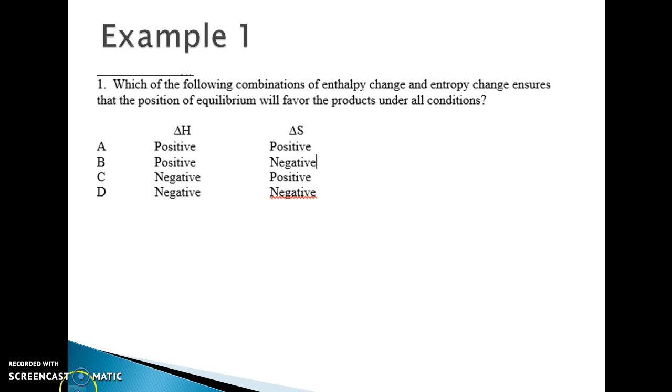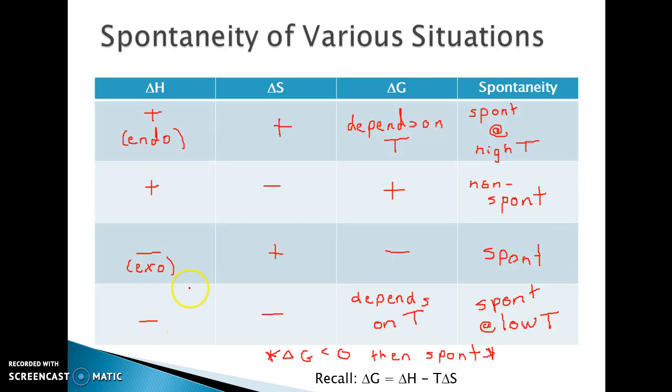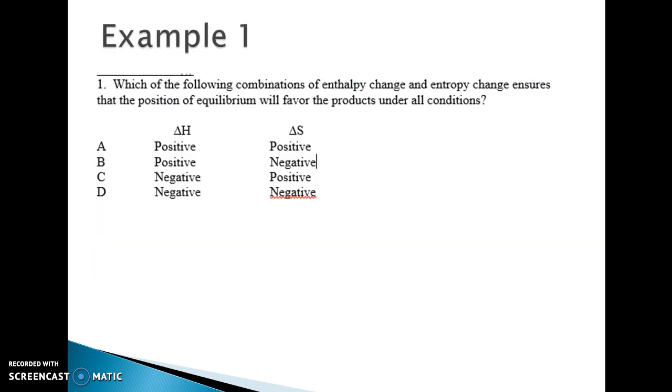And from what we just saw in the table we just made, things that are always spontaneous have negative delta H's and positive delta S's. So if we then go here, we would need a negative delta H and a positive delta S. So C is the correct answer.